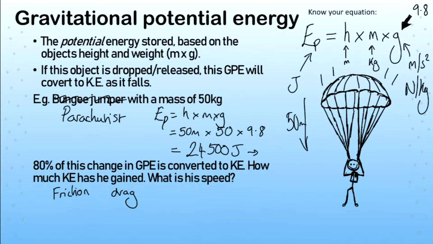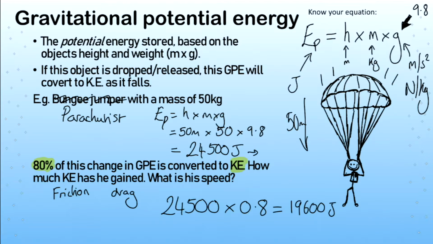and so releasing kinetic energy instead, converting it into heat. So in this second follow-up exam question here, we're told that 80% of this change in GPE is converted to kinetic energy. We need to work out how much kinetic energy he has gained by falling 50 metres. So we'd take that 24,500 and multiply it by 0.8, which gives us 19,600 joules of kinetic energy.